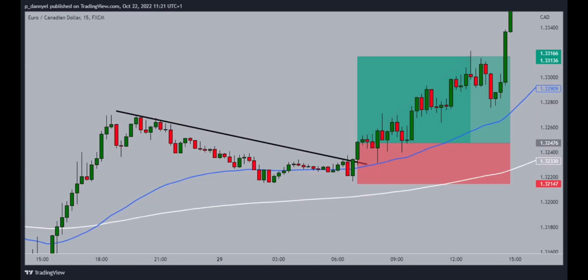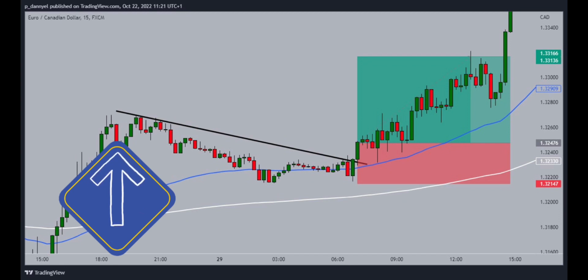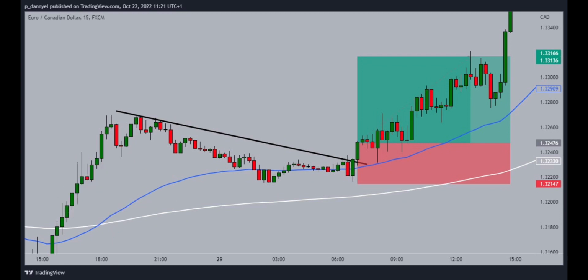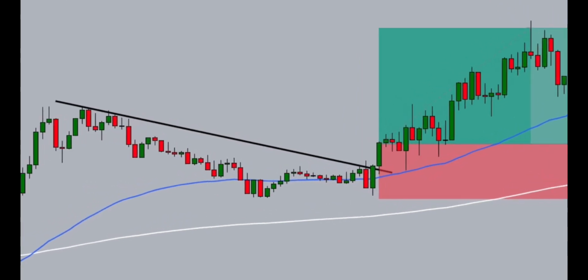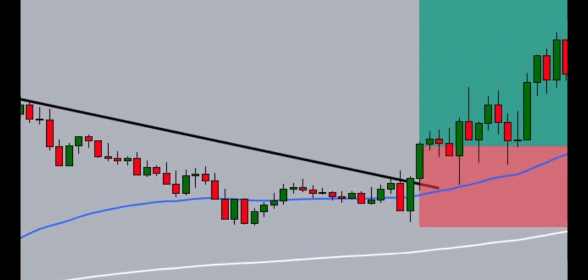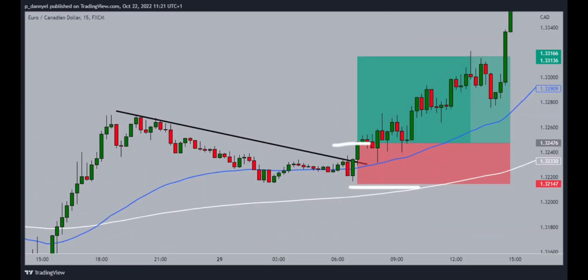Here's a buy setup. The 50 is above the 200. We're in an uptrend, so we're taking only buys. Draw the trend line through the highs. Wait for the breakout. Take the trade right at the breakout. Stop loss below the previous low. Price rises to the TP. That's awesome. That's how the strategy works.